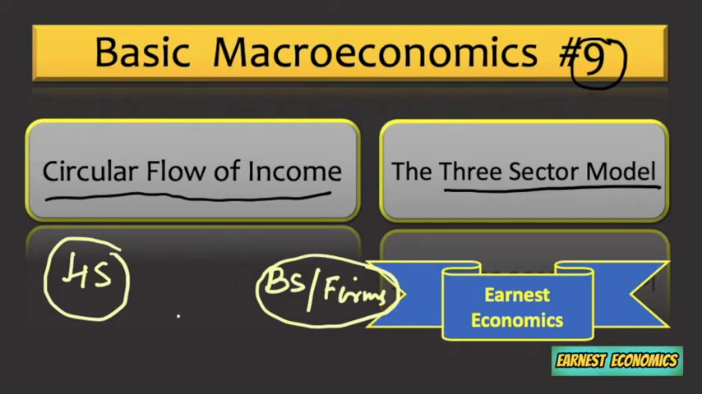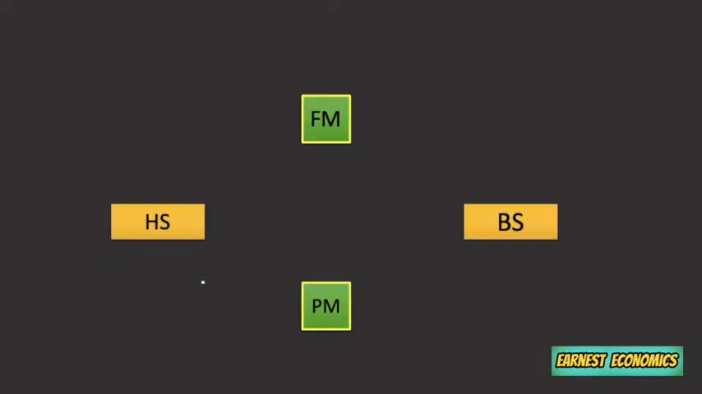Now today we are going to introduce the government sector, and we will see how this is going to modify our two sector model and what sort of changes it's going to bring to the circular flow of income that we have already learned in the two sector model. However, to understand the modifications in the two sector model, we have to first revisit our two sector model briefly. We will remake it here.